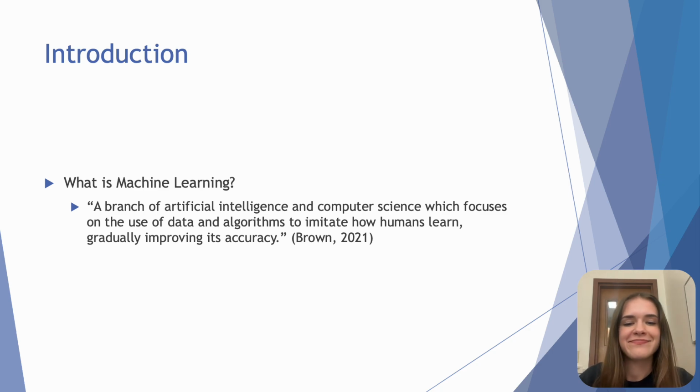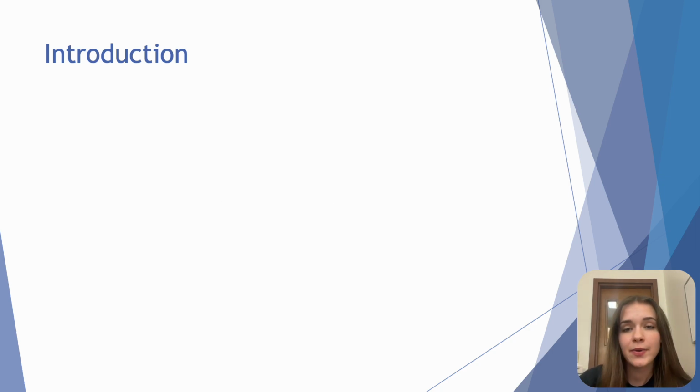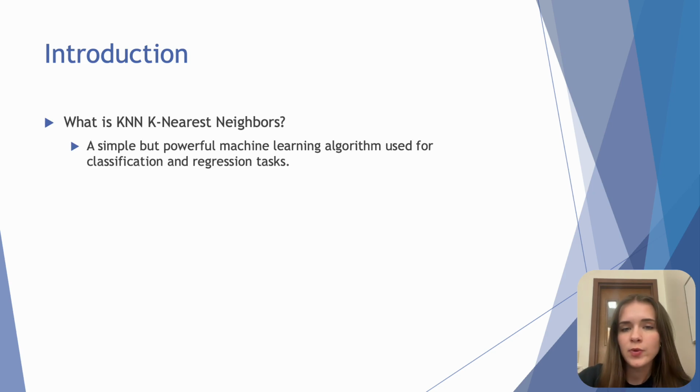So first I'm going to talk about what the KNN algorithm is, and then I'll get into how it works and how it's being used today. The K nearest neighbor algorithm is a simple but powerful machine learning algorithm used for classification and regression tasks, which I will also explain in detail in just a few minutes.